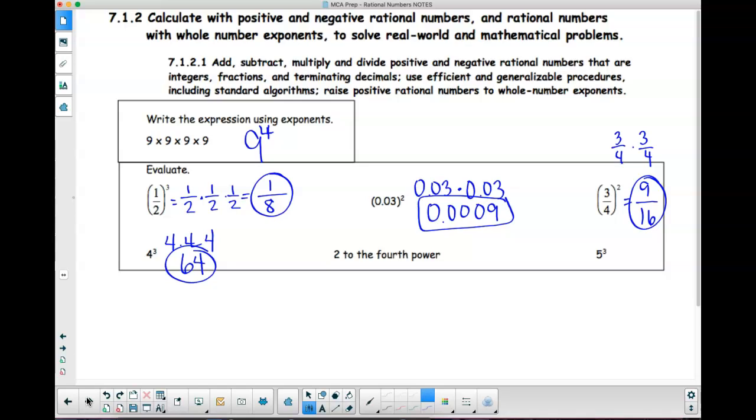Okay, sometimes it's going to be written like this. 2 to the 4th power. Just write down the words. But what that really means is 2 with an exponent of 4. So 2 times 2 times 2 times 2. Izzy. 16. And then the last one, 5 to the third power. 5 times 5 times 5, really. 125. Questions there?